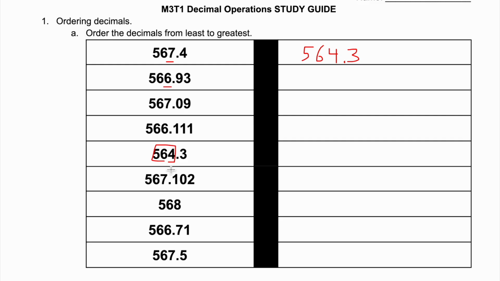All right, 565, I don't see that. So 566 I'm going to go to next. I'm going to cross these out as I go along. Here's 566, 566. Now I look at my 10ths place: 9, a 1, and a 7. So this one goes next, 566 and 111 thousandths.